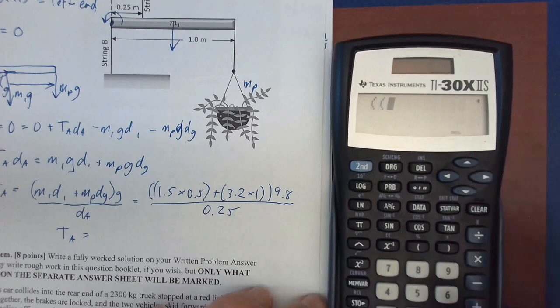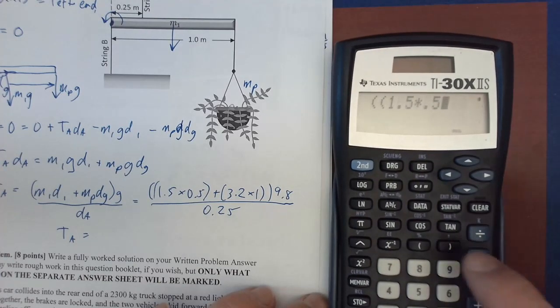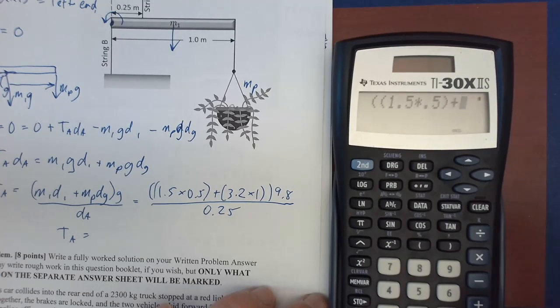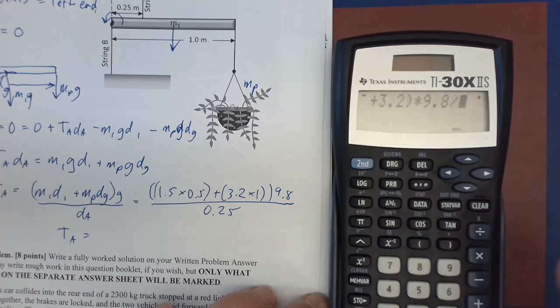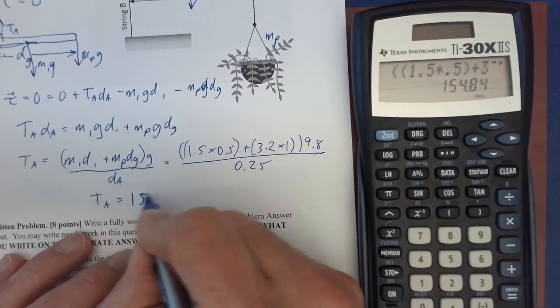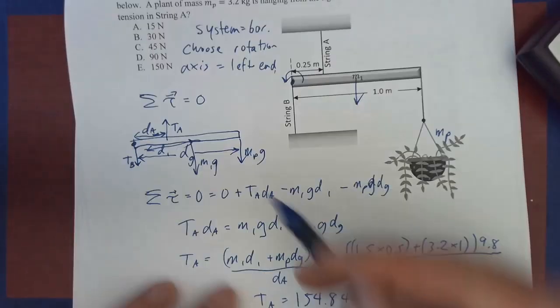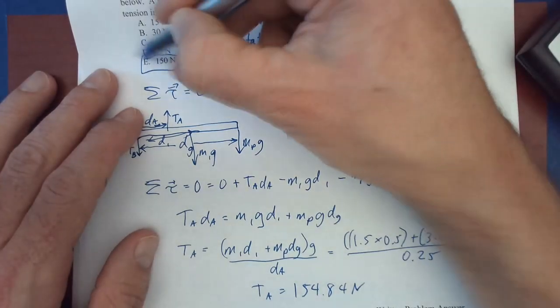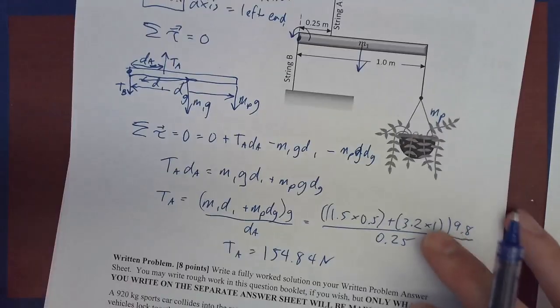So TA is equal to, I've got 1.5 times 0.5 plus 3.2 times 1, times 9.8 divided by 0.25. I got 154.84 newtons. So that's going to be closest to 150 newtons. Great. All right, so we're done the multiple choice.